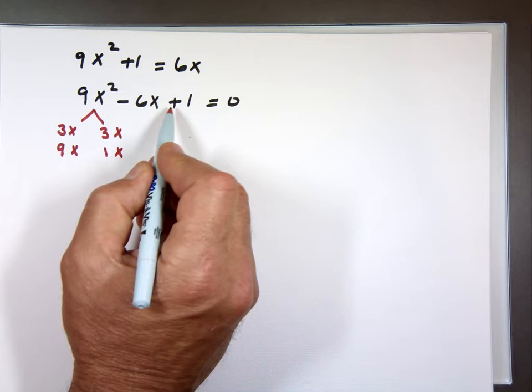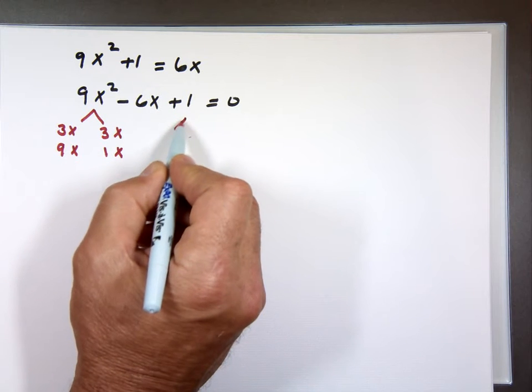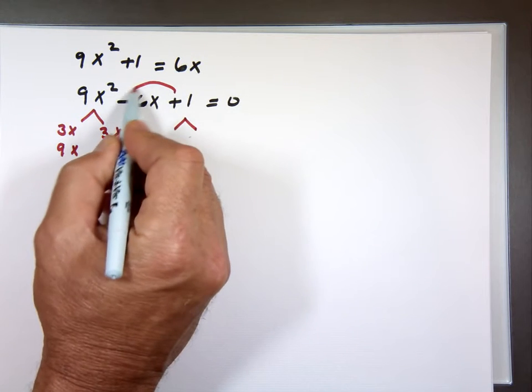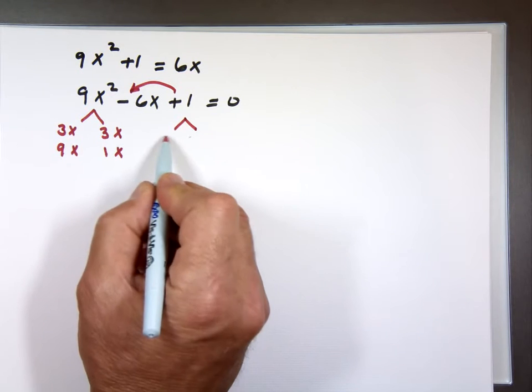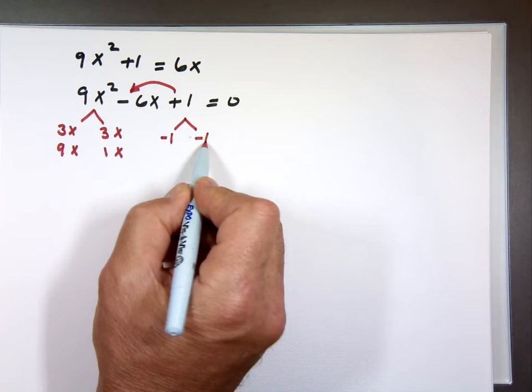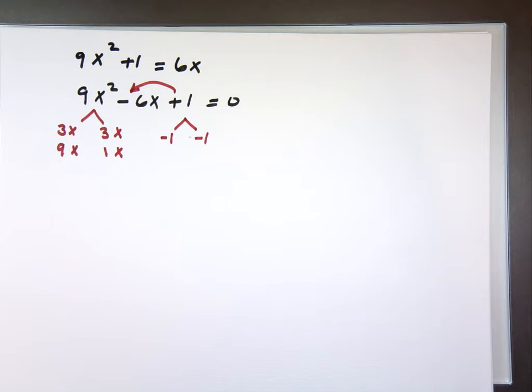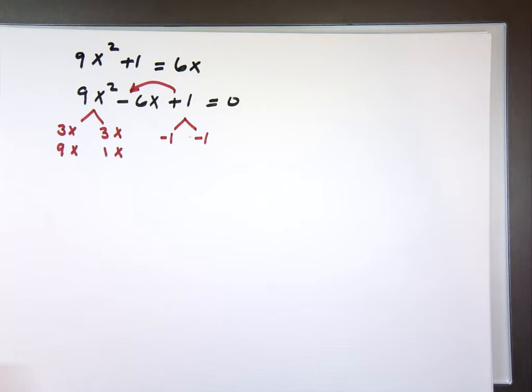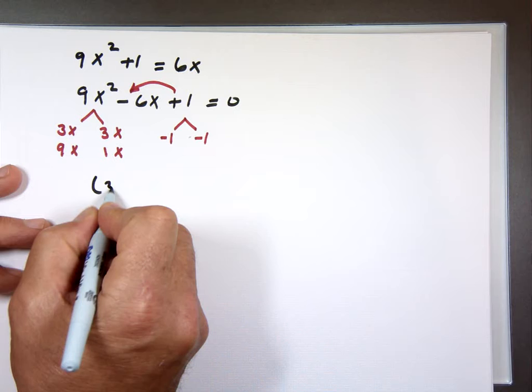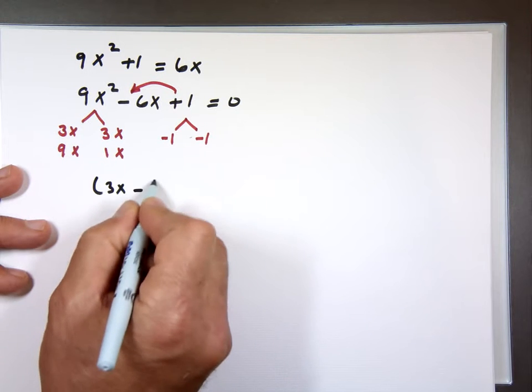Notice this is a plus. That tells me both signs are the same. Both are the same as this one. Both are negative. How do you get a plus 1? It's minus 1 times a minus 1. So let's try factoring that. So when you factor that, maybe this might do it.